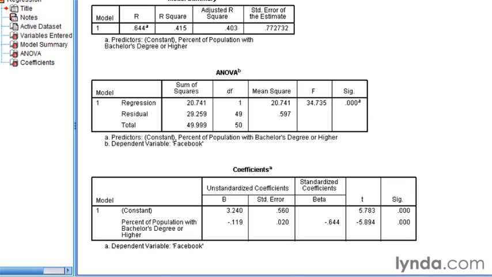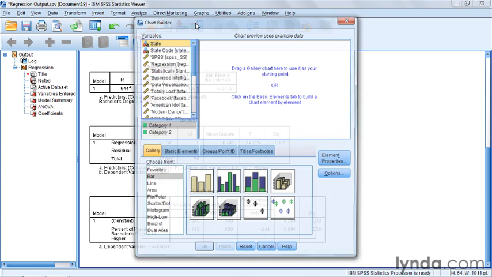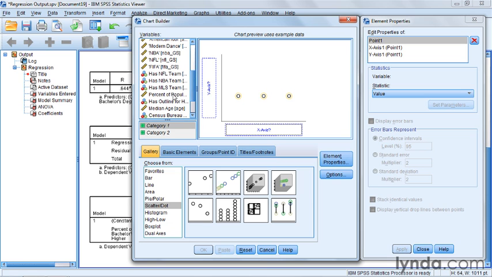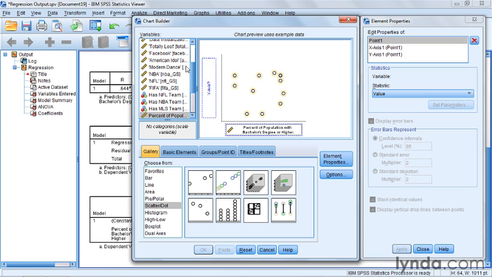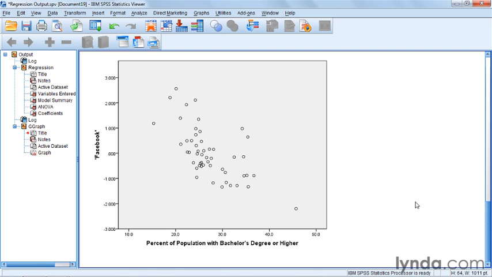This will become clear if I quickly make a scatter plot of the association between the two variables. I've already shown how to make scatter plots, so I'm going to go through this a little bit quickly. I come to Graphs, to Chart Builder, to Scatter, where I'm going to put level of education here in the X, and I'm going to put Facebook here in the Y. And I'll just click OK. And it's clear. It's a very strong negative association. The higher the percentage of the population with a bachelor's degree, the lower the relative interest in Facebook as a search term.